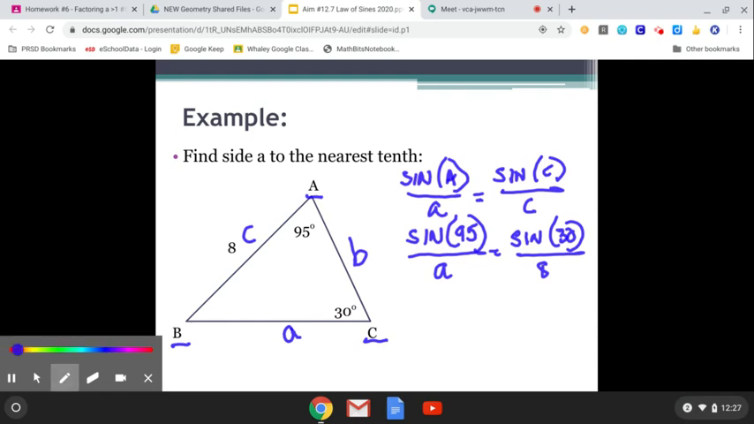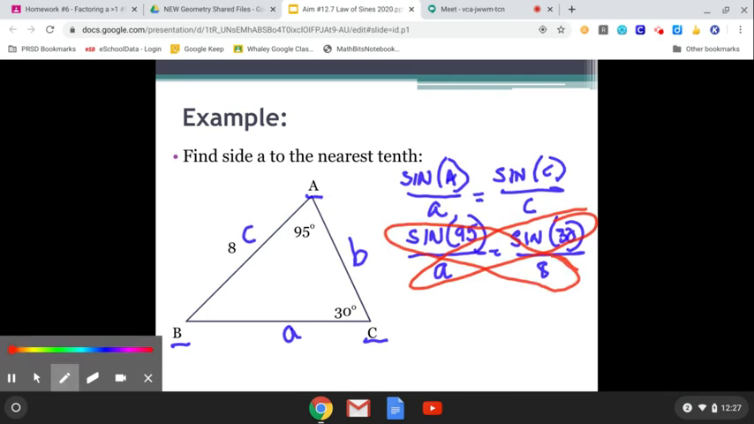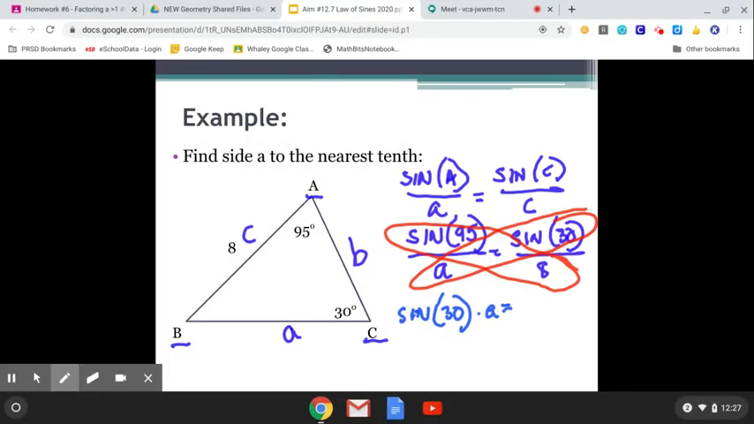Now, we're going to go ahead and cross multiply this like you would any other type of proportion. But what I don't want you to do is round any of your decimals yet. So watch what I'm going to do. When I cross multiply here, I get sine of 30 times A is equal to the sine of 95 times 8. It looks like an 85, but that's a 95. Now, to get A by itself, we divide by the sine of 30. That'll cancel and leave me with A. And over here, I would divide by the sine of 30 as well.